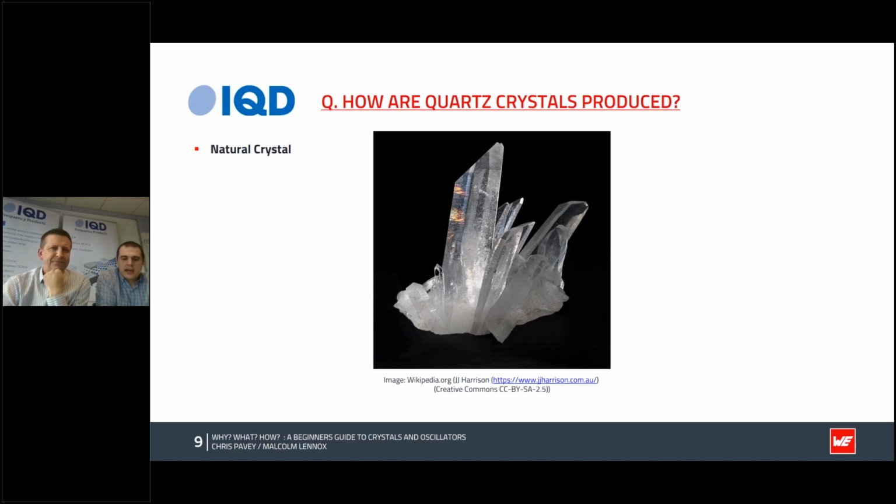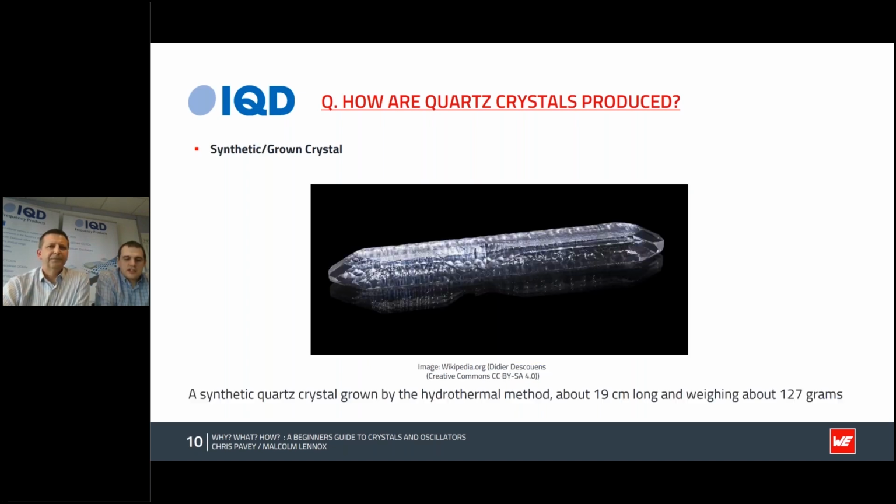Natural crystals can be excavated and used in an electronic circuit, but since the 1950s, synthetically grown crystals have become widely available. The process used is a solution growth technique called hydrothermal growth. Hydrothermal growth is conducted in a steel pressure vessel called an autoclave.